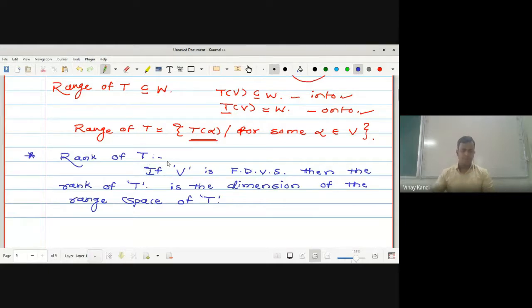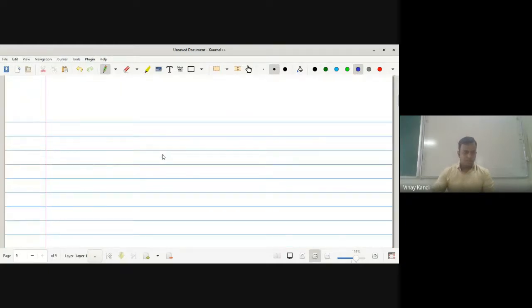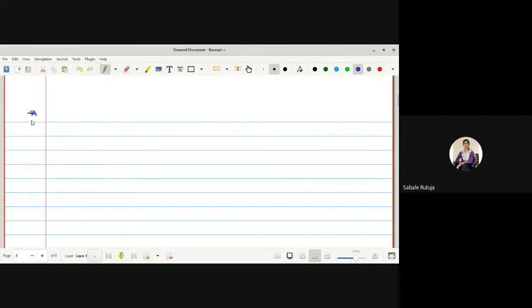Okay, and similarly, the nullity of T means what? Dimension of null space. Nullity of T.